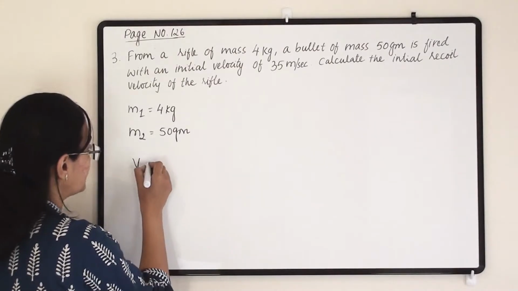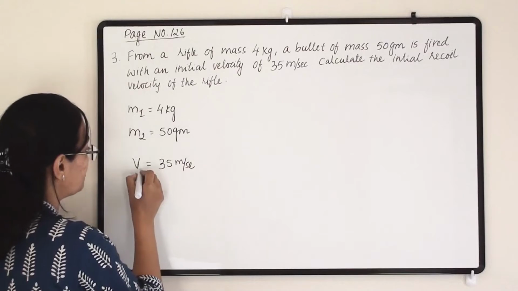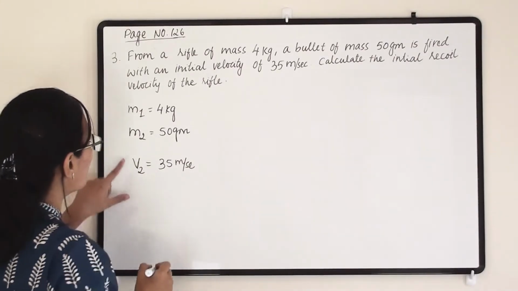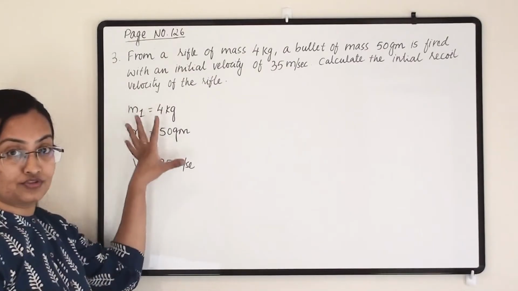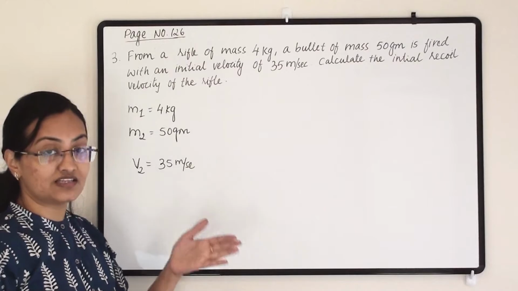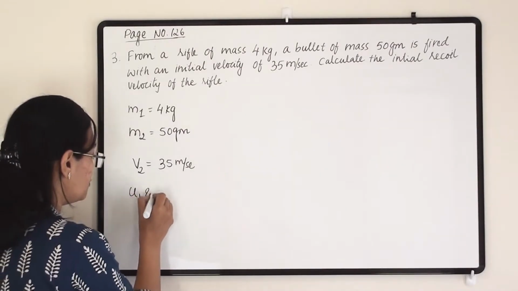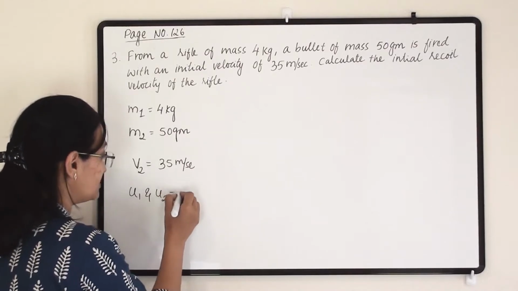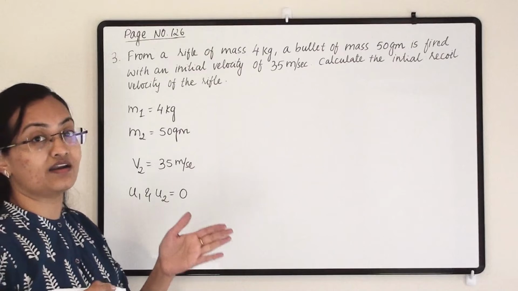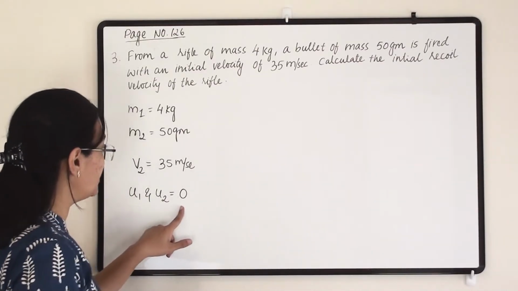So here I am writing V equals 35 meter per second, and that is for the bullet. Now what will be the initial velocity of these two, when the rifle and bullet are at the steady position, at the resting position before fire? So U1 and U2, for both of these, will be 0, because before fire they both are at the steady position, at resting position.